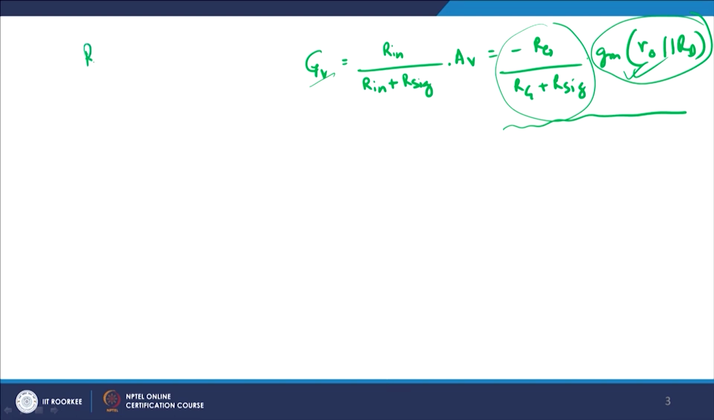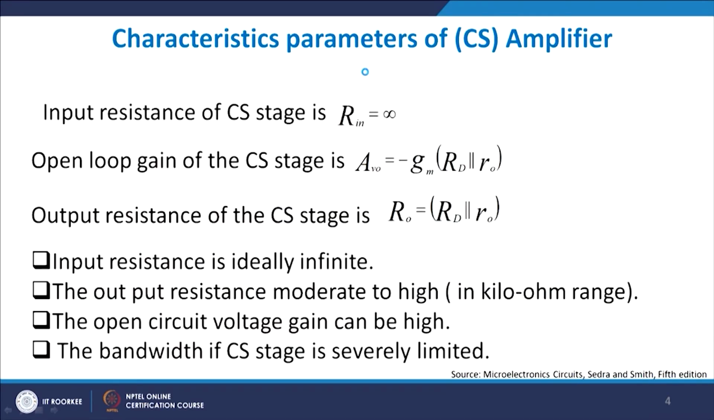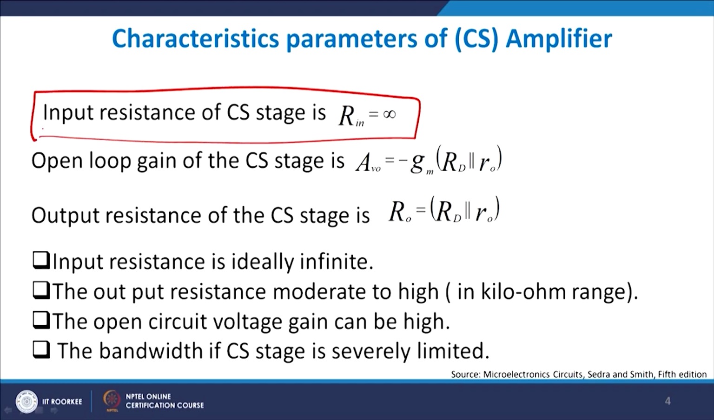What is your R out in this case? R out will therefore be equal to Ro parallel to Rd, and that is what we get. So with this information, let me see what we have understood till now. We have understood that the input resistance in the CS stage is always equal to infinity, a very important point. Why is it infinity? We have discussed this point just now. It is infinity because you are applying the input to the gate side. Once you are applying to the gate side, the gate is open circuited. When the gate is open circuited, you automatically get the input impedance to be infinitely large.